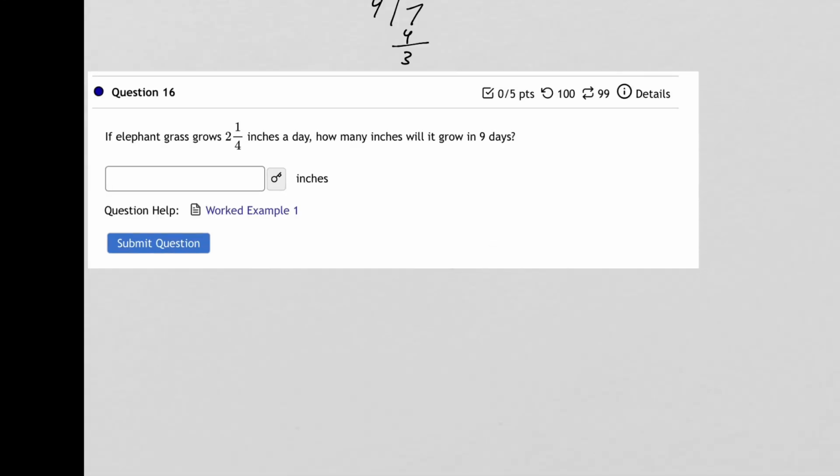Okay, what about this question? If elephant grass grows 2¼ inches a day, how many inches will it grow in 9 days? Okay, so basically I'm given a rate, right? 2¼ inches per day. And I want to know how many inches it'll grow in 9 days, so I have to multiply by 9 days. And then again, days will cancel, and I'll end up with an answer in inches, right? That'll give me how many inches it's grown.